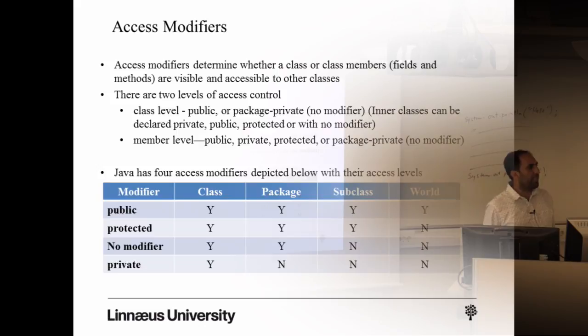And as I told you in the beginning, the standard practice in Java is that you should keep your attributes or data private, and you should provide access to that data through public methods. So that's the access modifiers.